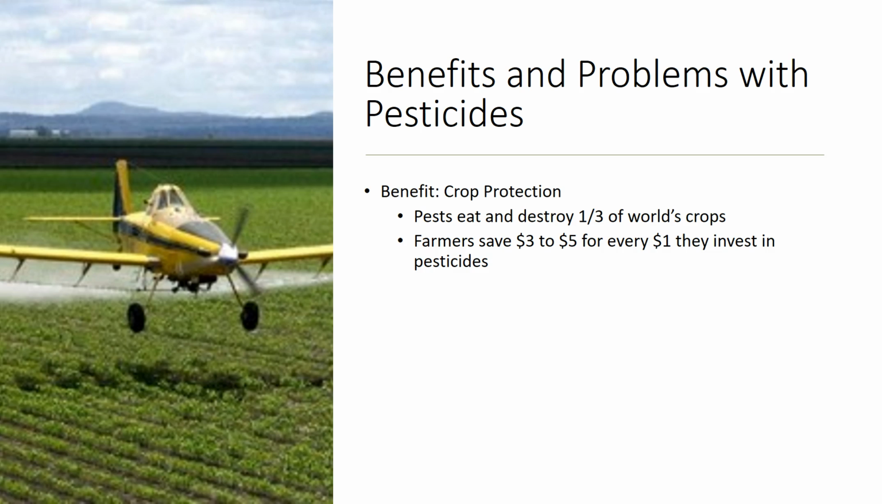All right. So pests can eat and destroy about a third of the world's crops without pesticide use, right? And so farmers, for every $1 they invest in pesticides, the return on that investment is $3 to $5. So it's a pretty good return, even though it may cost a lot for the plane or to hire somebody to come and spray pesticides. Their return on every dollar spent is $3 to $5. So it's a pretty darn good return.